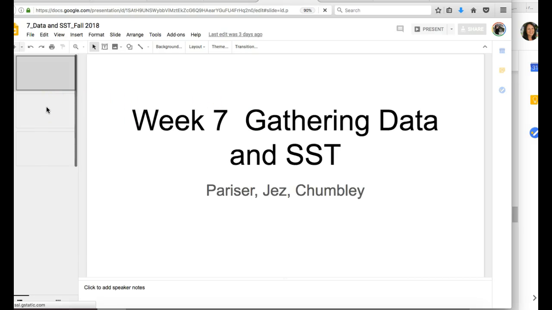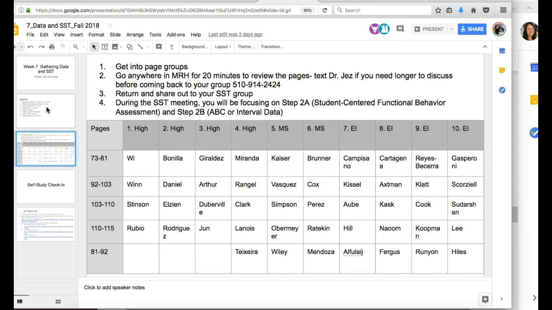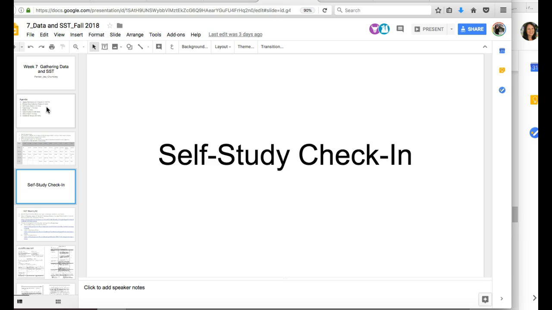So at the beginning of class, we had everyone jigsaw the chapter on gathering data and kind of the SST FBA process. And so we took one person from each group, and you read a certain amount of pages, and then you came back and talked about it with your group.